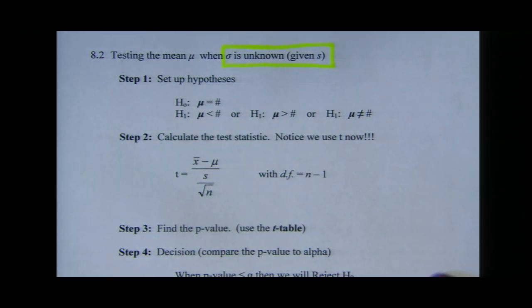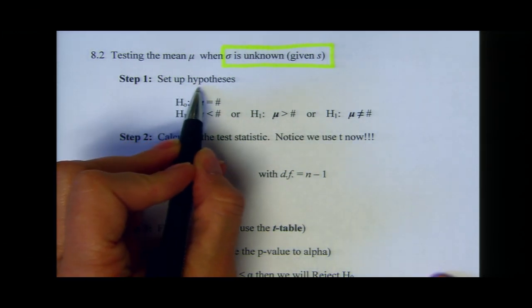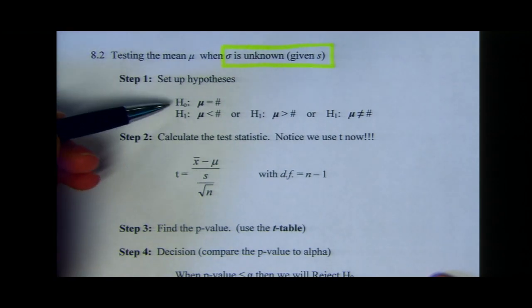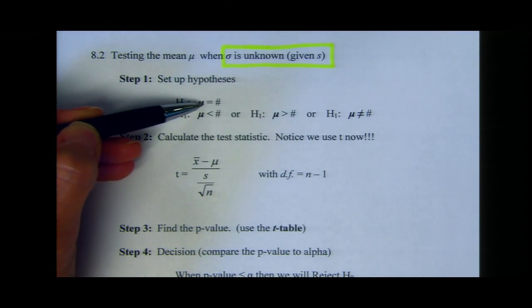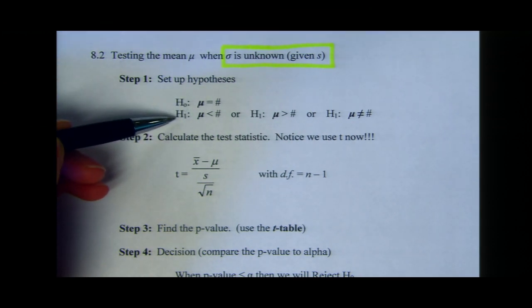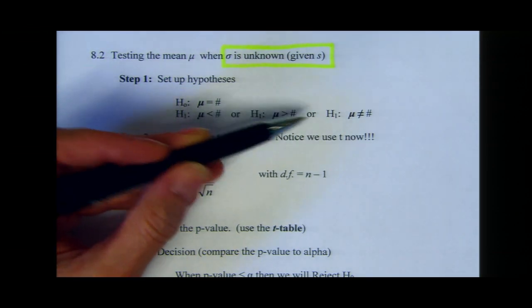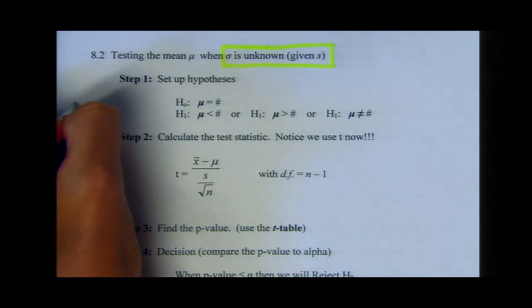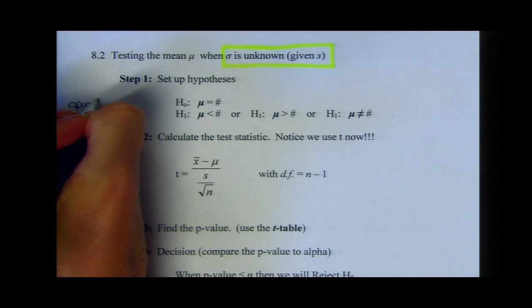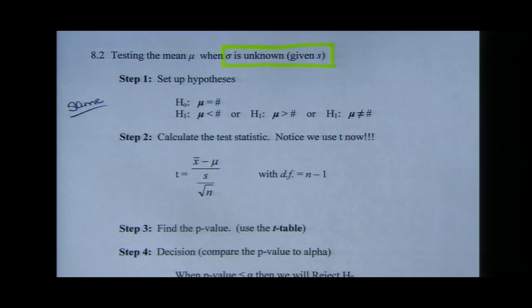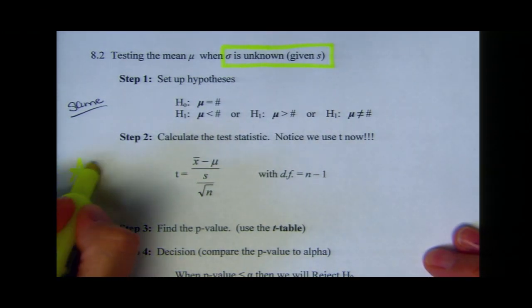So again, we're going to go through the 5 steps. Some of them are the same, some will have changed. Step 1, the setting up of your hypotheses. If you'll notice, this is exactly the same as we did in the last lecture. The null is mu is equal to a number. The alternate is mu is less than, greater than, or not equal to a number. So this is the same as what we did before. Hasn't changed. Now, here is where it changes up.